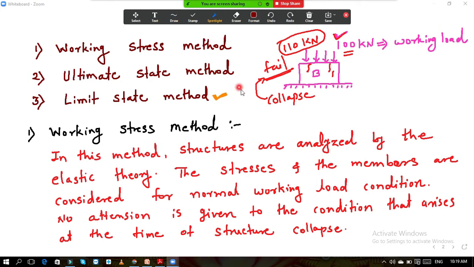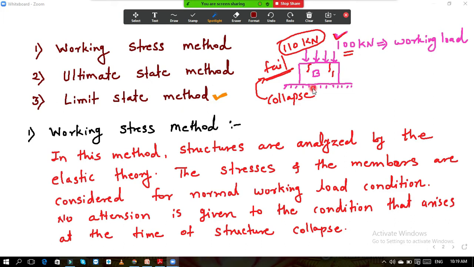ultimate state method. Now it is obvious that this is the second method which evolved after the working stress method. So you can easily imagine that in this method, this difficulty of the working stress method is overcome.